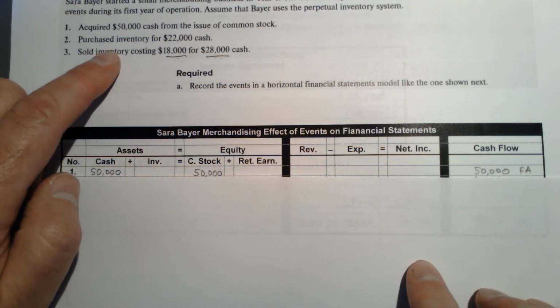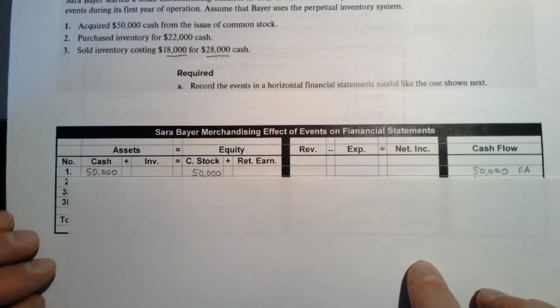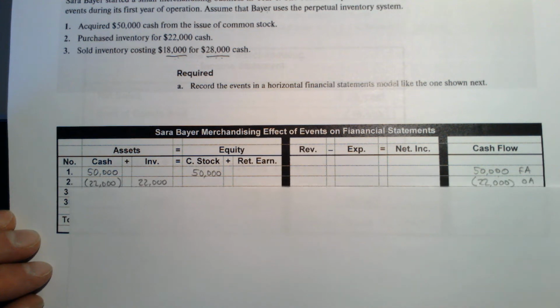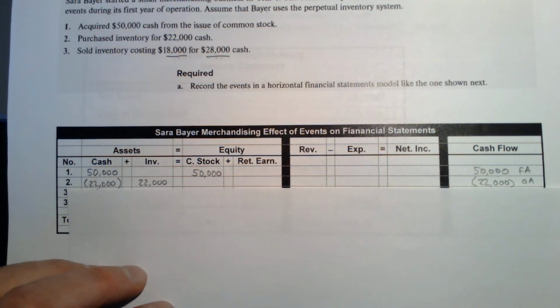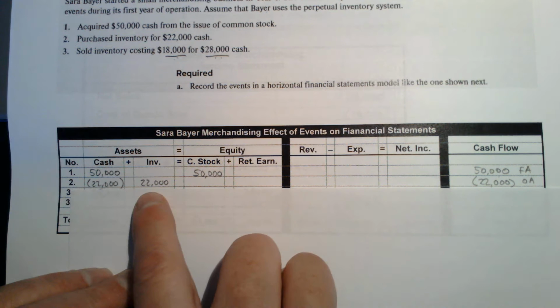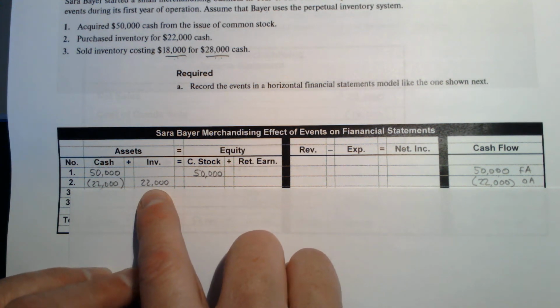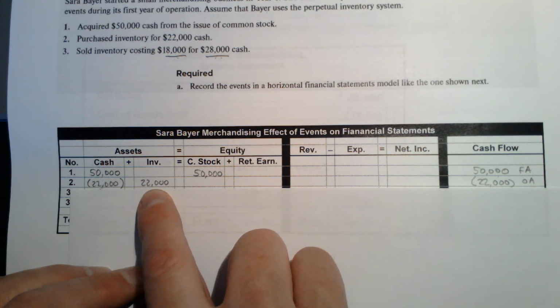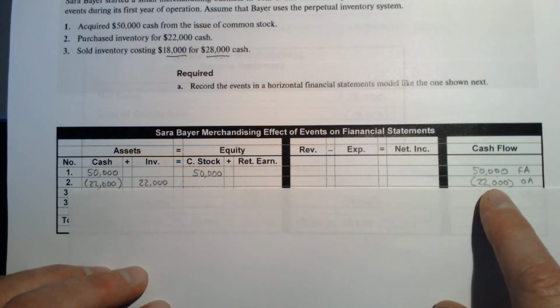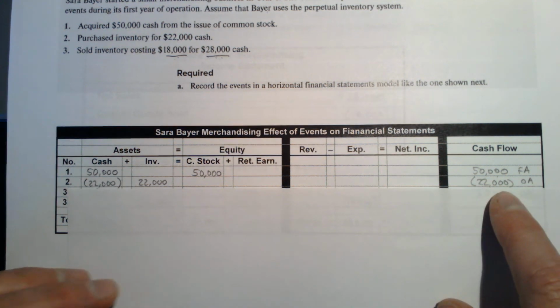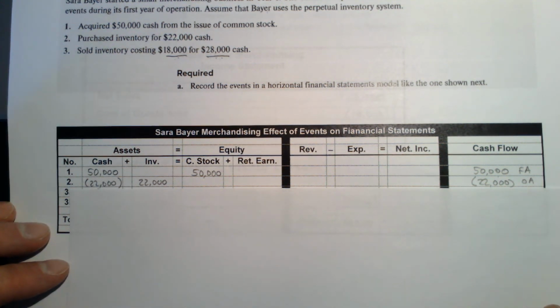Next transaction, she purchased inventory for $22,000 in cash. That's one of those asset exchange transactions. So cash goes down and inventory goes up by 22,000. That's our cost. And we have a cash outflow that's an operating activity of 22,000.